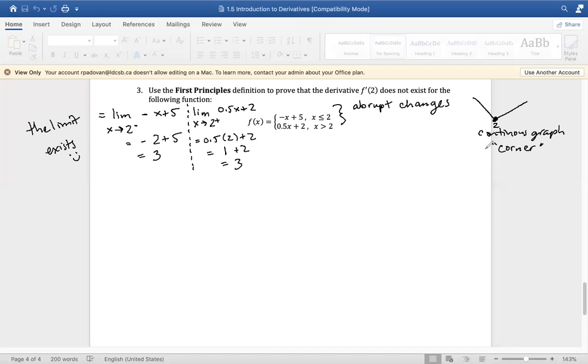It's a continuous graph. The limit exists, but we're trying to prove that the derivative does not exist because we have that one exception that it's a corner, or if it was a cusp. We know it's a corner because we know the lines are straight, because they're linear equations here, right? So now let's get to using first principles. I'm just trying to figure out how to best section this off, just so that we are seeing this better.